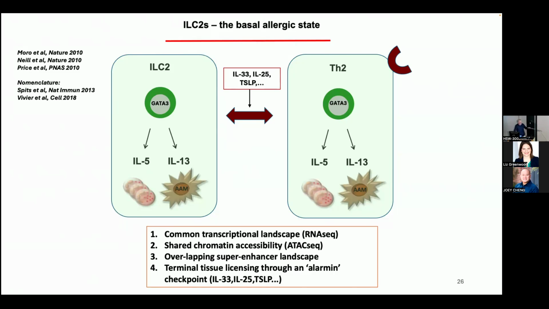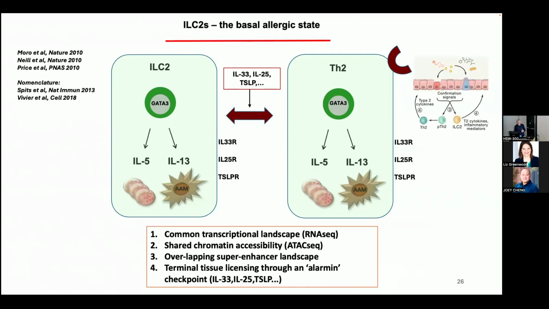They have the same transcriptional landscape, the same chromatin accessibility, overlapping super-enhancer landscape. So large areas of genomic expression are open. And terminal tissue licensing, really shown first by Steve, I believe, in the lab, and Jesse, occurs through interaction with certain proteins called alarmins from different families. IL-33 is in the IL-1 family, TSLP is a 4-alpha helix bundle protein, IL-25 is an IL-17 receptor protein.